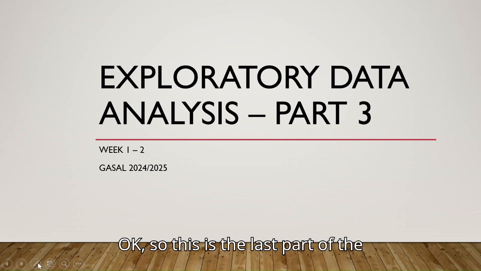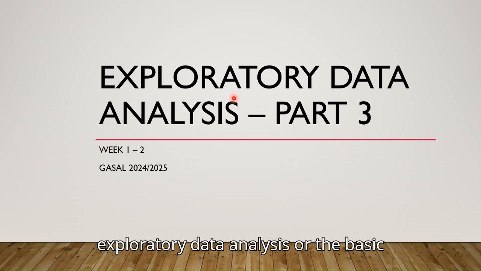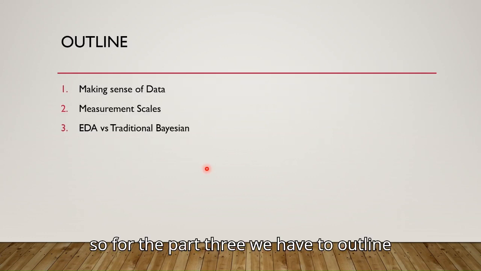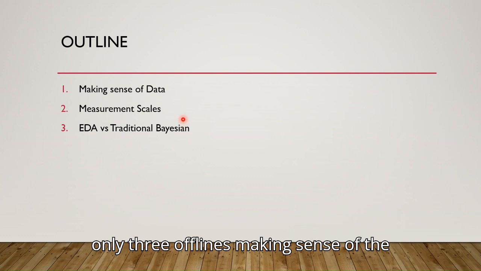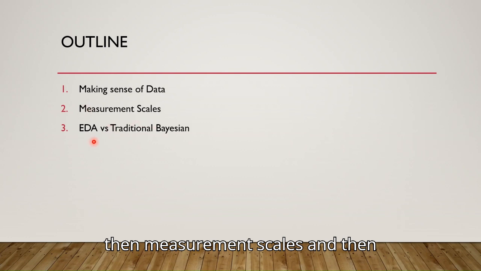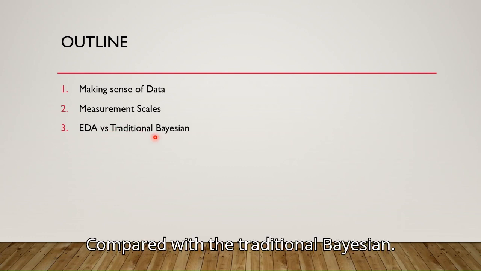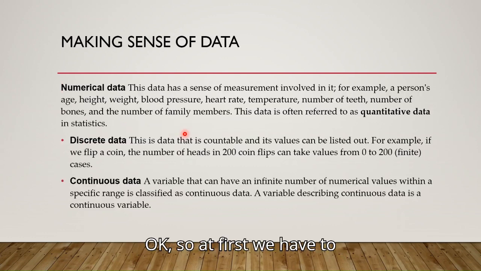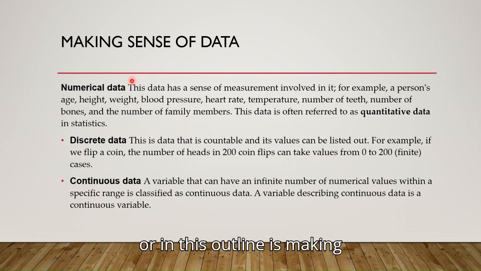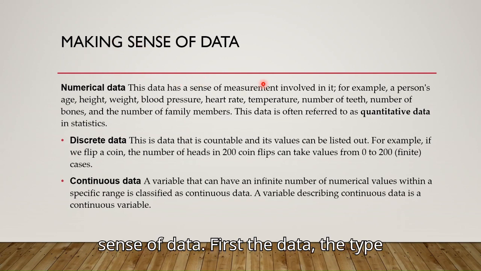Okay, so this is the last part of the basic exploratory data analysis. We arrive at part 3 of the video. For part 3 we have only 3 outlines: making sense of the data, measurement scales, and then we will explore EDA compared with the traditional Bayesian approach. At first, we have to understand the type of the data.